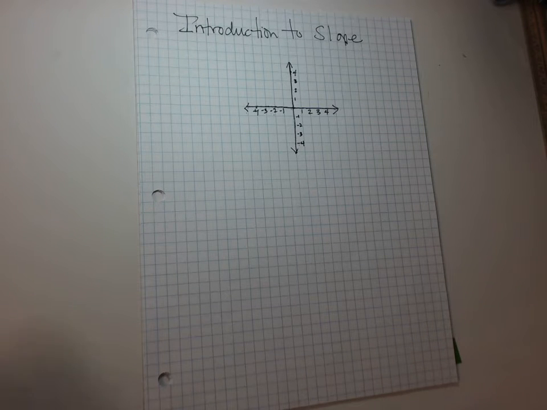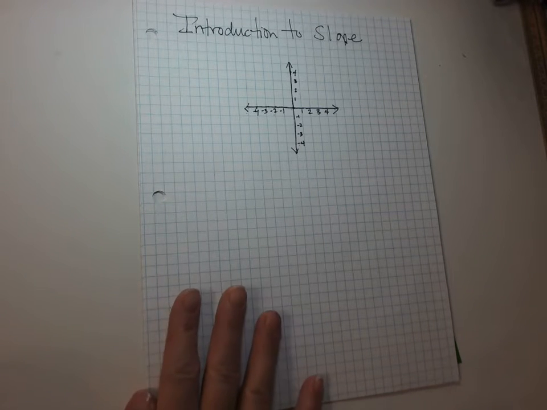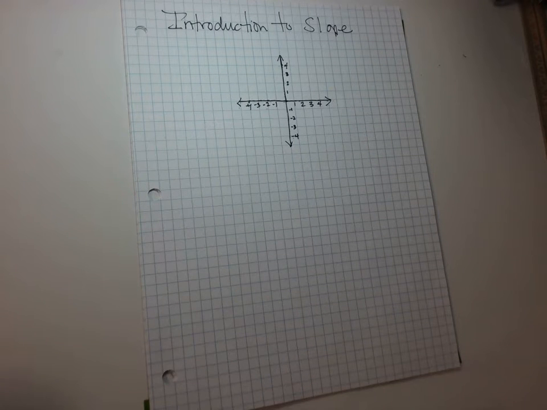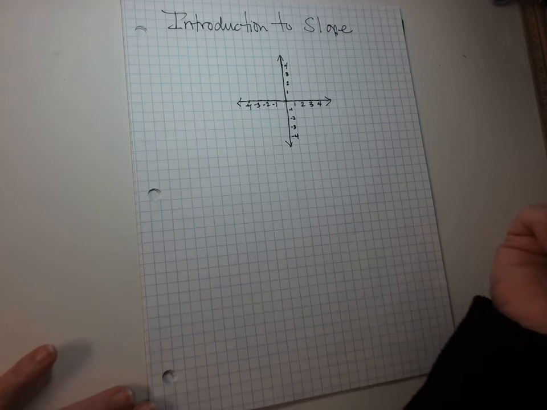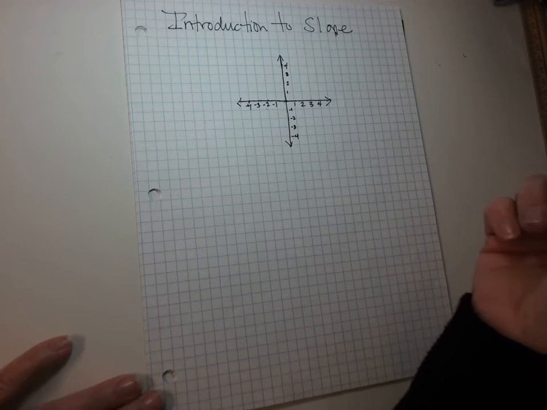Okay, so let's talk about slope. Slope is something that we're going to be working on for quite a long time, and so it's important to understand from the very beginning the basics of slope. Just a really basic review is our coordinate plane. We have to know how to graph in order to find slope.